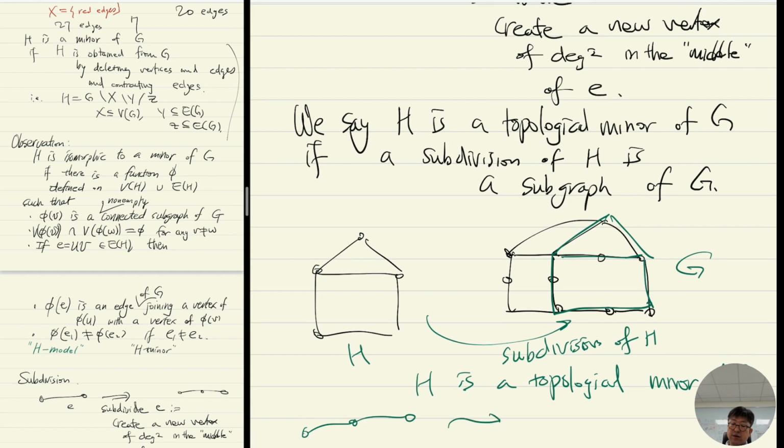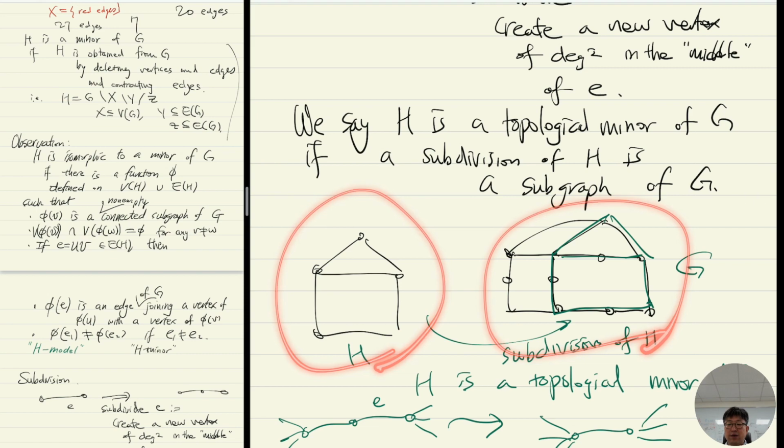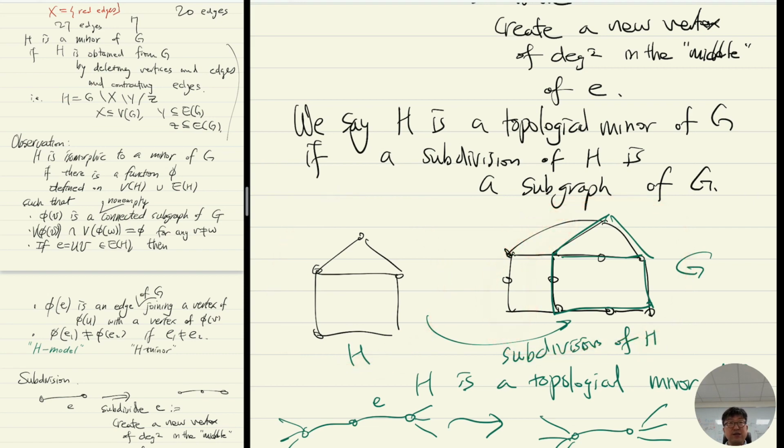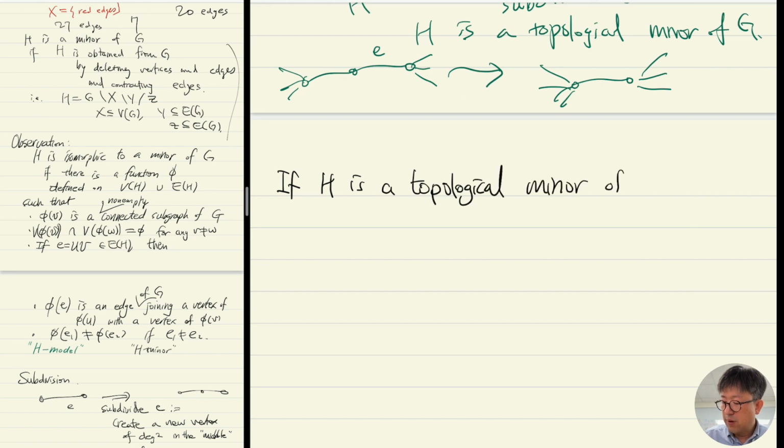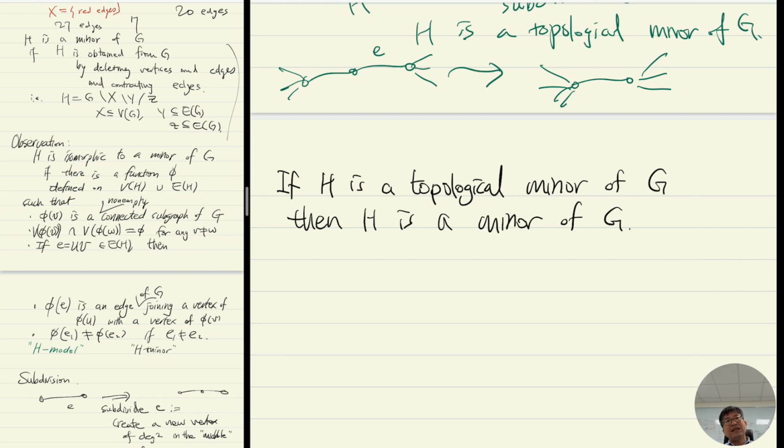But if H is a topological minor, you can get H as a minor as well, because whenever you have a degree 2 vertex, you take one of the edges incident with the degree 2 vertex and contract it. Then you can recover the initial graph, right? So if H is a topological minor of G, like this example, first you delete all the edges not in these green parts, and whenever you have these degree 2 subdividing vertices, you contract one of the edges, then you end up with H. So this is an easy consequence. If H is a topological minor of G, then H is a minor of G.